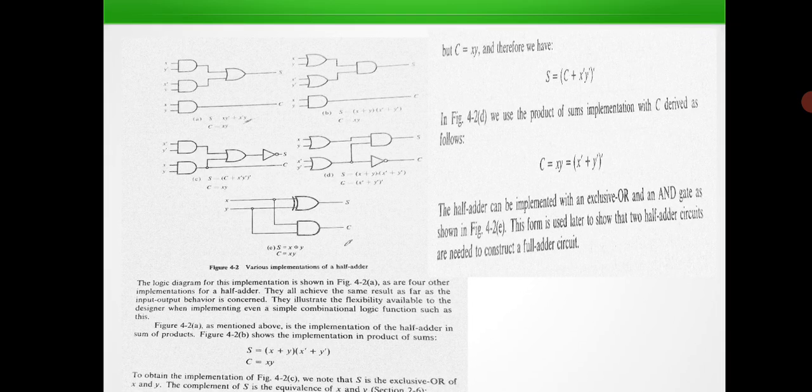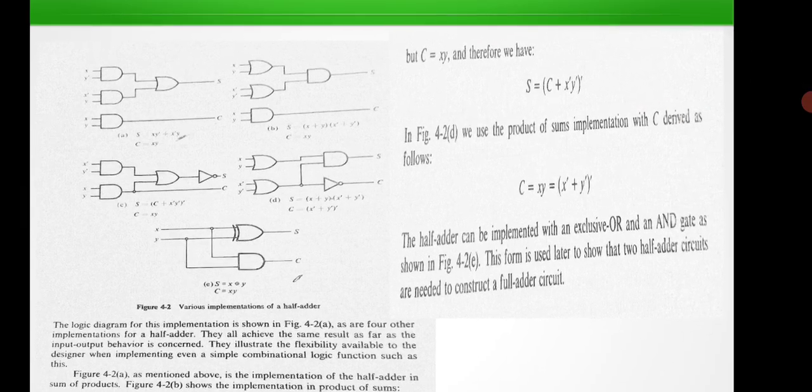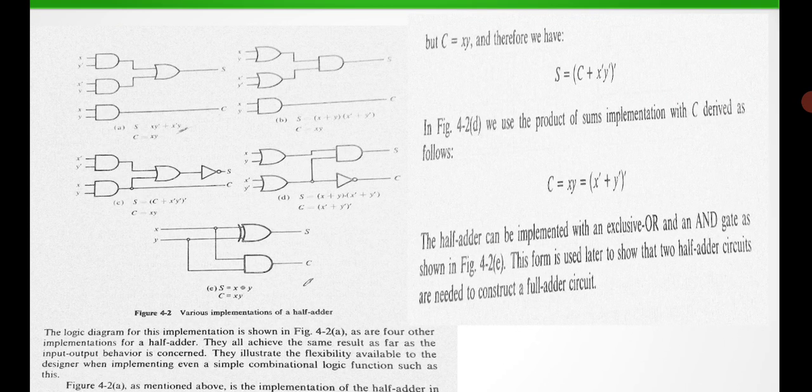Now, C equal to XY, so therefore we have S equal to C plus X dash Y dash whole dash. So you can see the C image. So here they have gone for the implementation based on the complement. Fine. So that is the reason why they get S equal to C plus X dash Y dash whole dash.